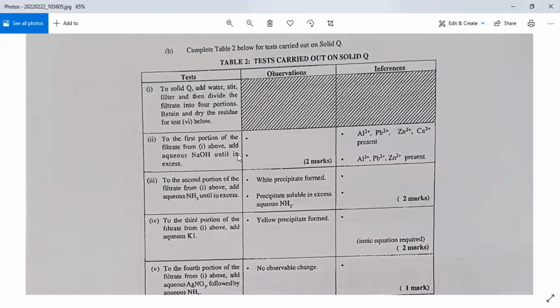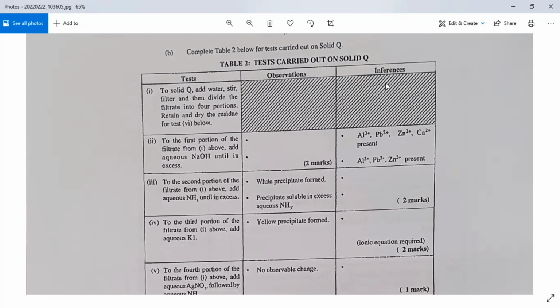So the first portion of the filtrate from above, sodium hydroxide is added until in excess. Sodium hydroxide is used to test for cations. Notice here, they didn't give us observations. What did they give us? An inference. They said aluminum, lead, zinc, and calcium is present. We can write here white PPT, and you'd write white PPT formed. Of course, this is just on a board.